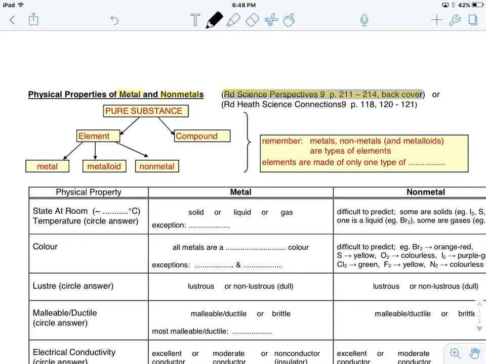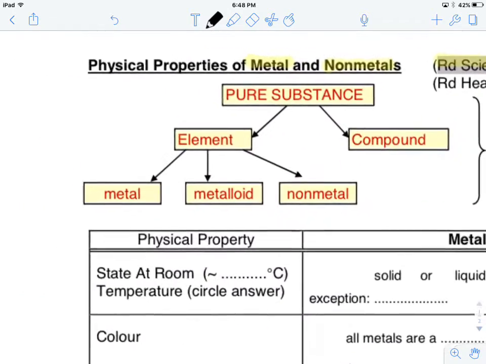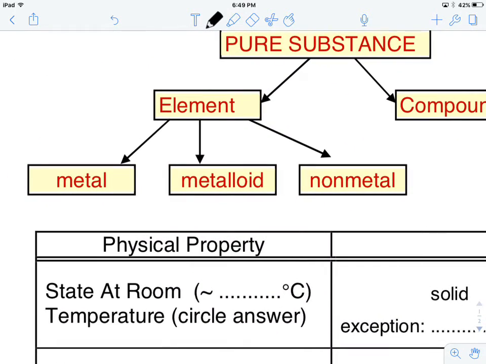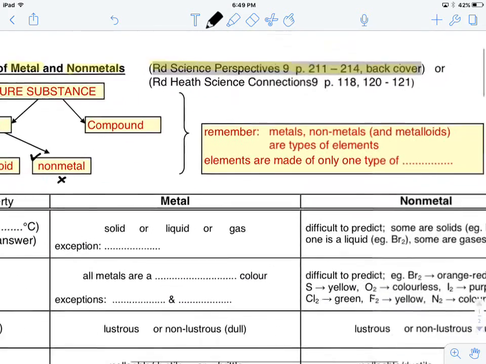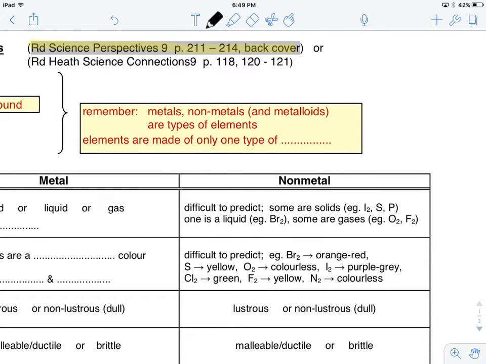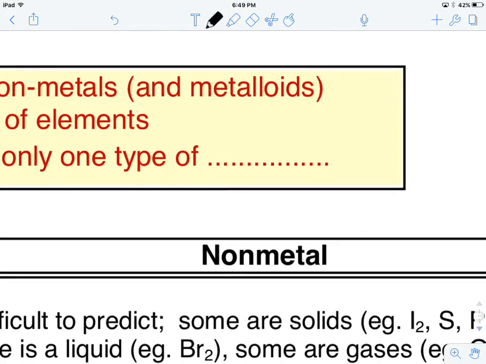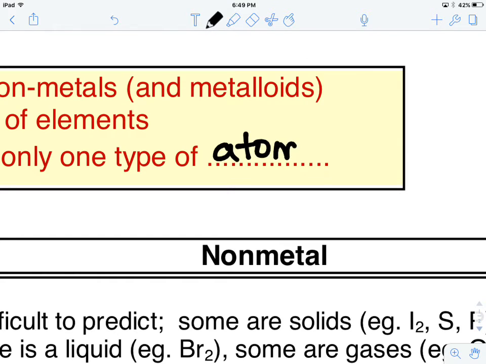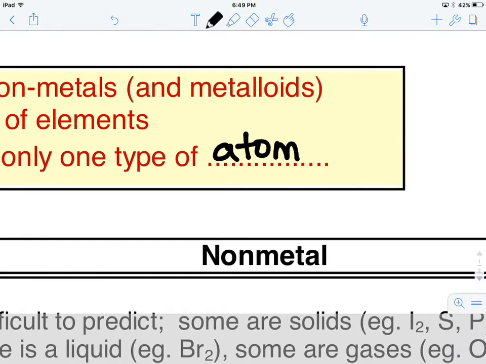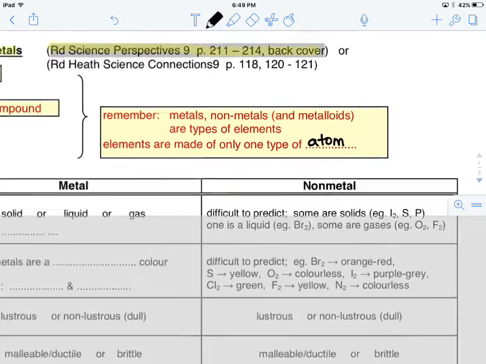You'll remember from yesterday's lesson, or from last class's lesson, pure substances are divided into two subsets, elements and compounds. And elements are further divided into three areas: metals, metalloids, and nonmetals. So what we're doing today is comparing metals and nonmetals, and you're going to see some patterns form. Remember, all of these things, metals, nonmetals, and metalloids, are all types of elements, and elements are made up of only one type of atom.